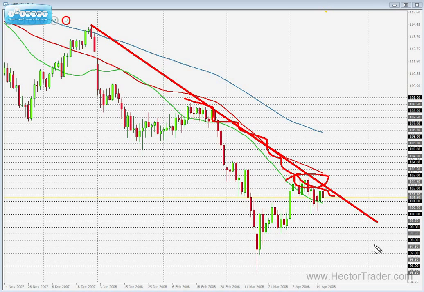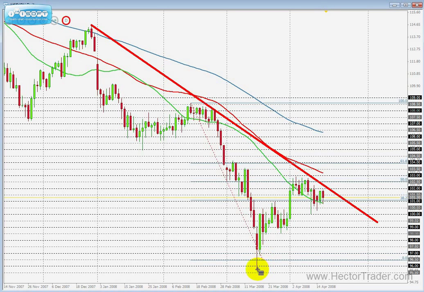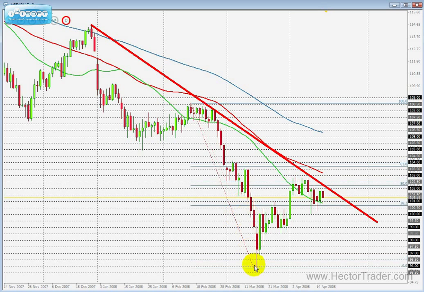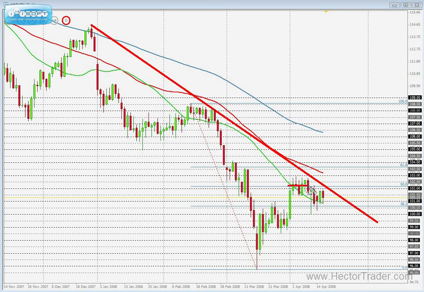Let me draw some Fibonacci's from the swing high to the, whoops, 1 second. Okay, there we are. We can see how the swing is falling somewhere in between the 50% Fibonacci retracement and the 61, somewhere around there.